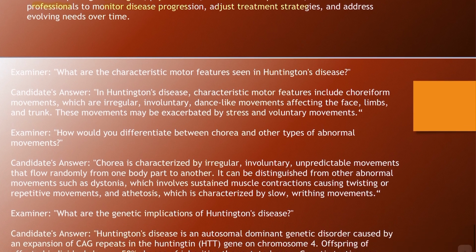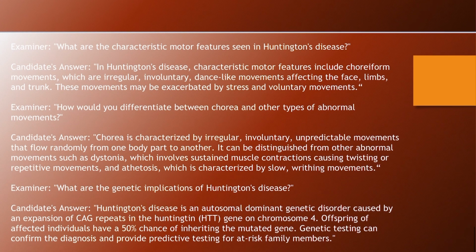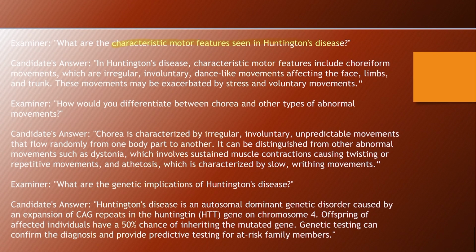Finally, I put some questions which can be asked in your PACES examination. So the examiner may ask, what are the characteristic motor features in Huntington disease? We already discussed it. It includes choreiform movements, which are irregular, involuntary, dance-like movements affecting the face, limbs, and trunk. These movements can be exacerbated by stress and voluntary movements.